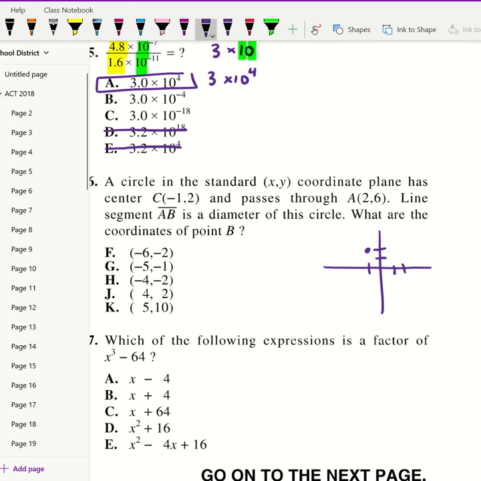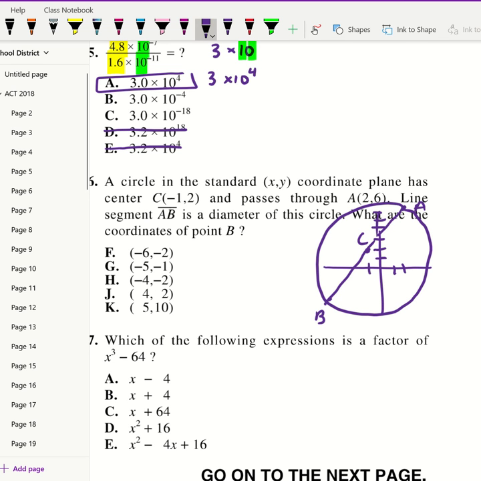A is at 2, 6. And point B, which would be somewhere on the other side of the center, is also going to be on the circle. That is an awesome circle. C is the center. AB is a diameter. I just want to figure out where B is.